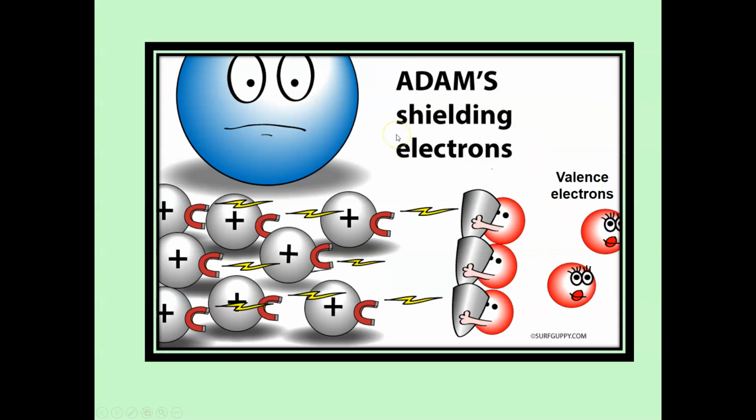I love this drawing too. This little cartoon. We have our valence electrons out here on the outside, and our nucleus has an effective charge and is trying to pull them in, and all these inner electrons are acting as the shield, as the buffer, so it makes it so that the nucleus cannot pull them in as close as it would otherwise.